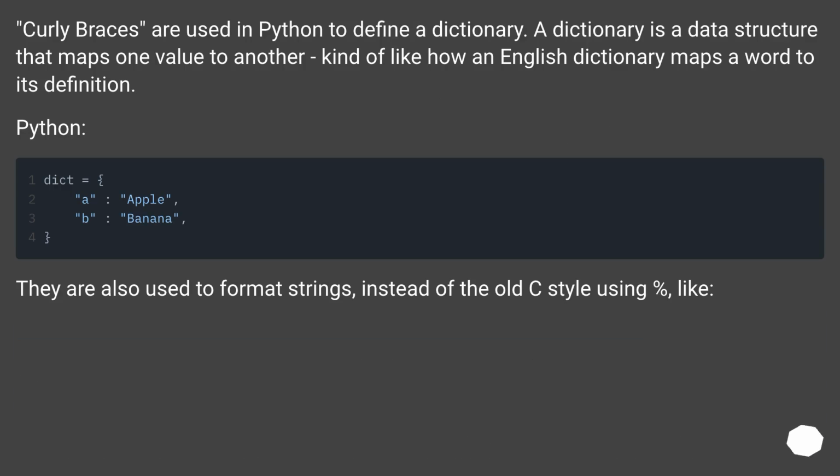Curly braces are used in Python to define a dictionary. A dictionary is a data structure that maps one value to another, kind of like how an English dictionary maps a word to its definition.